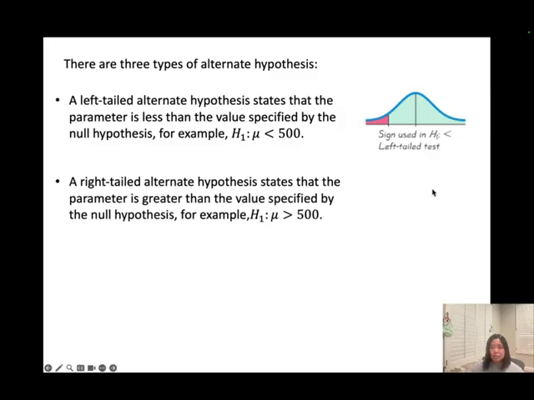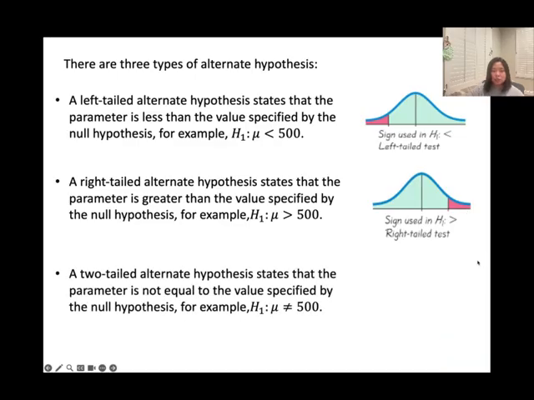Second one, a right tail test. A right tail alternate hypothesis states that the parameter is greater than the value specified by the null hypothesis. It can be written as the mean strictly greater than 500. Since this is greater than, we'll be using the right tail test. Okay, so the picture is going to look like that. Left tail, right tail.